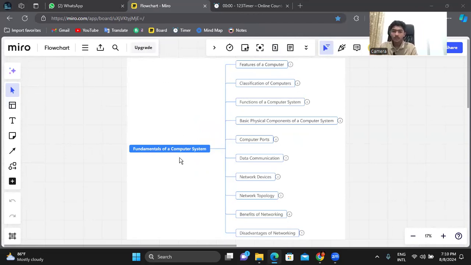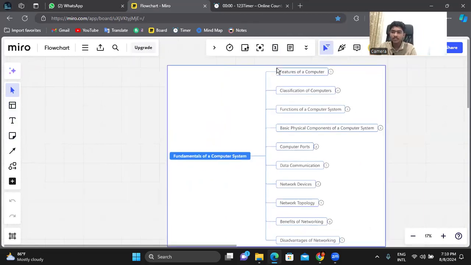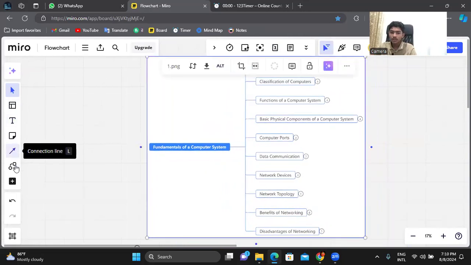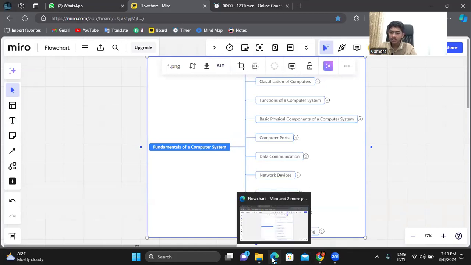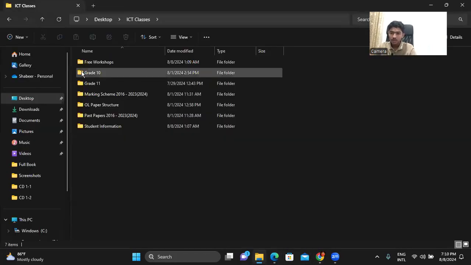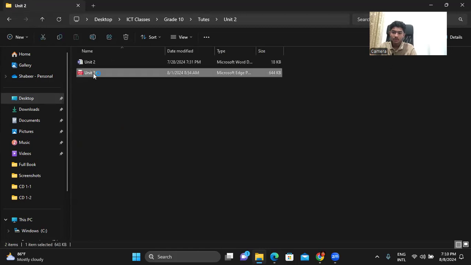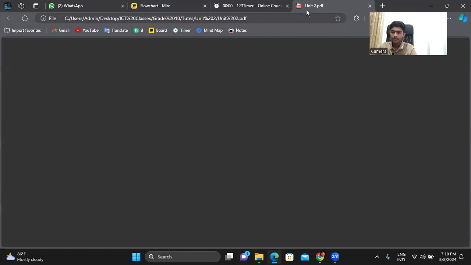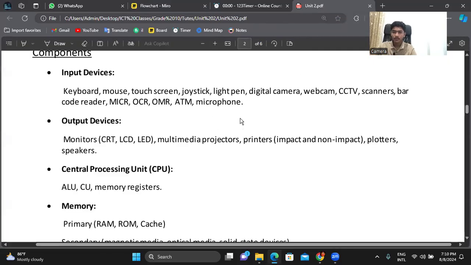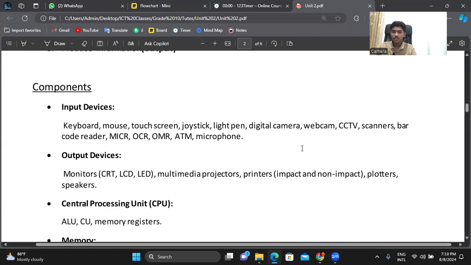Okay. So last week we discussed these parts of the fundamentals of a computer system, including the features of a computer. Now we have to discuss the functions of a computer system and the basic physical components of a computer system. So we'll go through the lesson. I'll open the tute. Give me 2 minutes. So this is where we stopped.